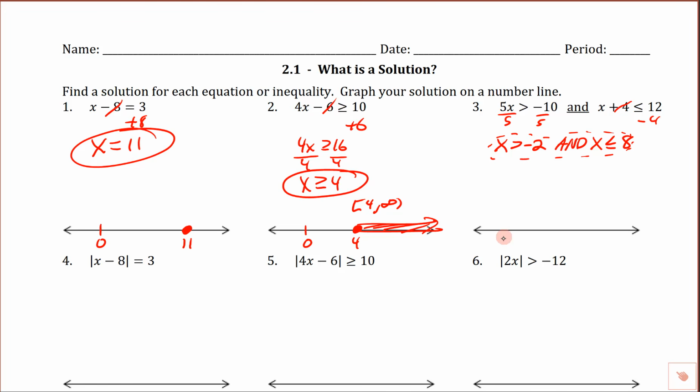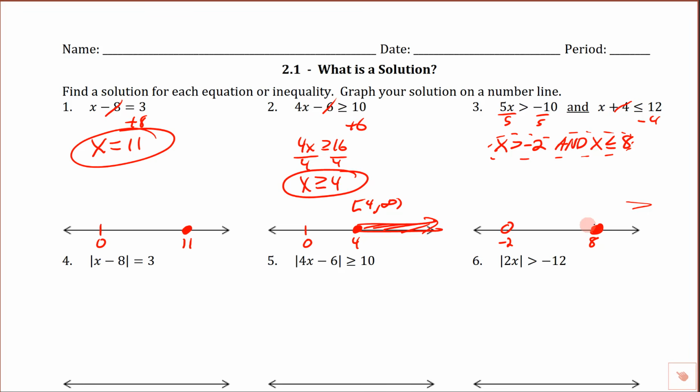So I'm going to put -2 right here and I'm going to circle that. And I'm going to put 8 right here and I'm going to circle that. The -2 does not get filled in, but the 8 does. And then let's think about how we'd shade this. The answers here have to be bigger than -2. So that's going to be shading this way. And for the answers on this one, x has to be less than or equal to 8. So that's going to be shading this way. And remember, the word "and" means both. So it needs both types of shading. We're looking for the overlap here. So this is what we're looking for.